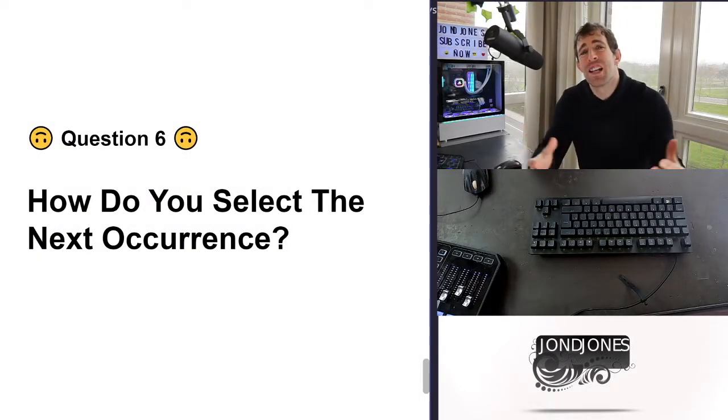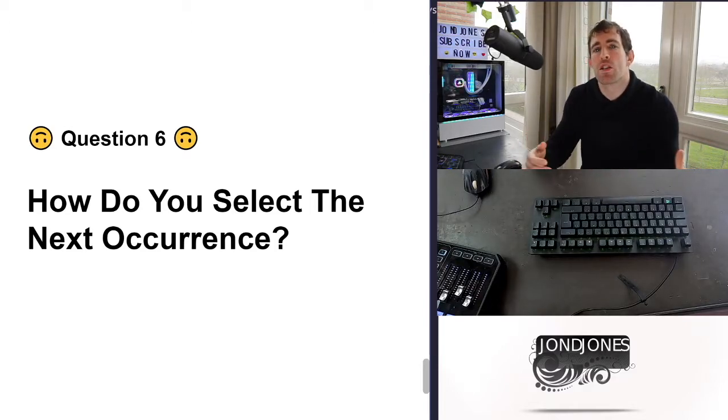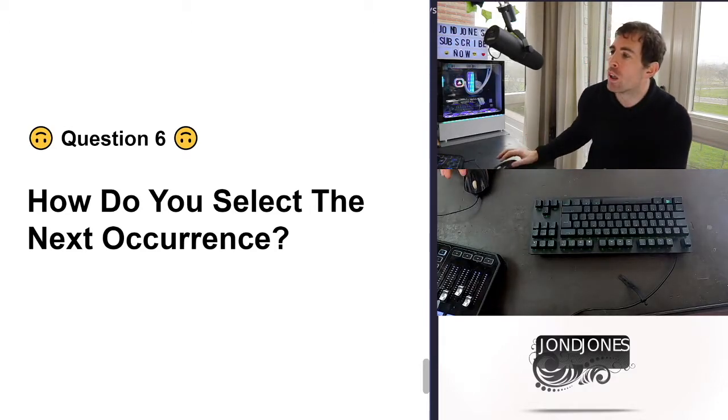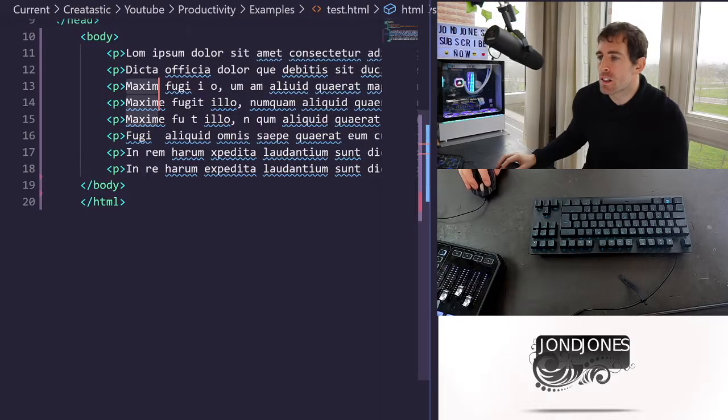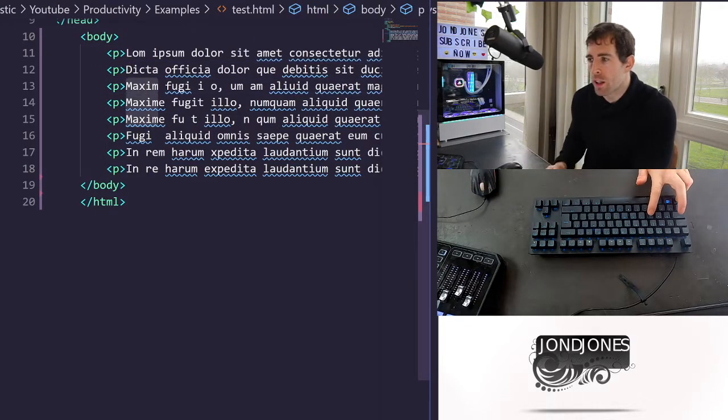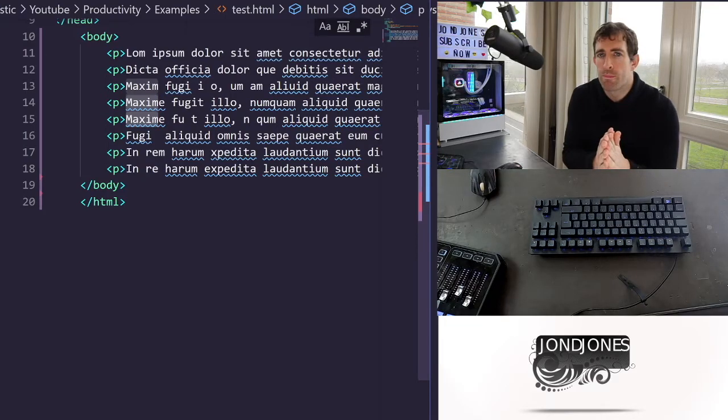Question number 6 is, how do you select the next occurrence of the currently selected word? So if we go back to our editor, as you can see here, we've got Maxim. Now what we can do is a control and a D. Control D means that I'm going to select the next occurrence. If I do another control D, it's going to select the next one.